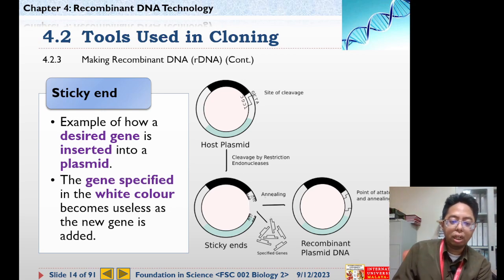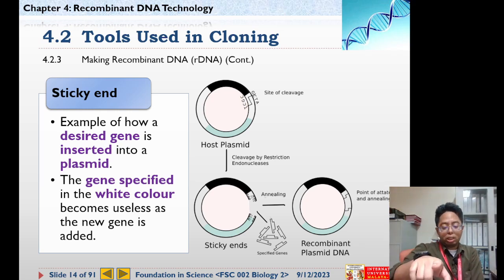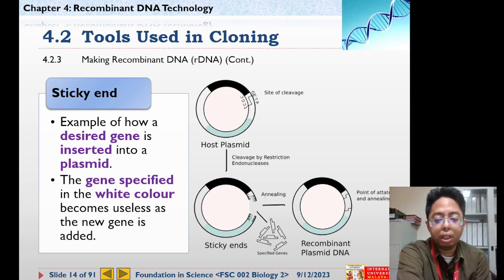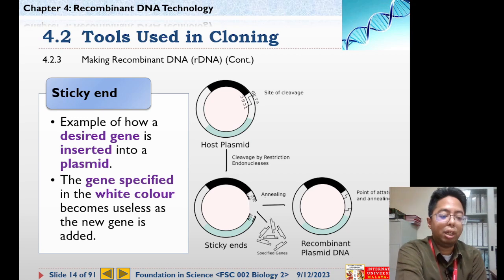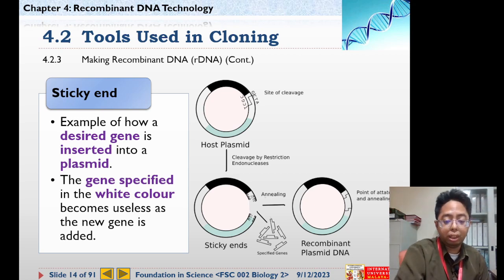Okay, so if you can see here, the gene is within this round or ring-shaped DNA, which is called a plasmid. Let's say that each one of these parts of this ring-shaped DNA or plasmid creates something. It is used for something, but since it is now being inserted with a new DNA, the creation of the product cannot be done anymore, because the gene which is a white color becomes useless as the new gene is added.